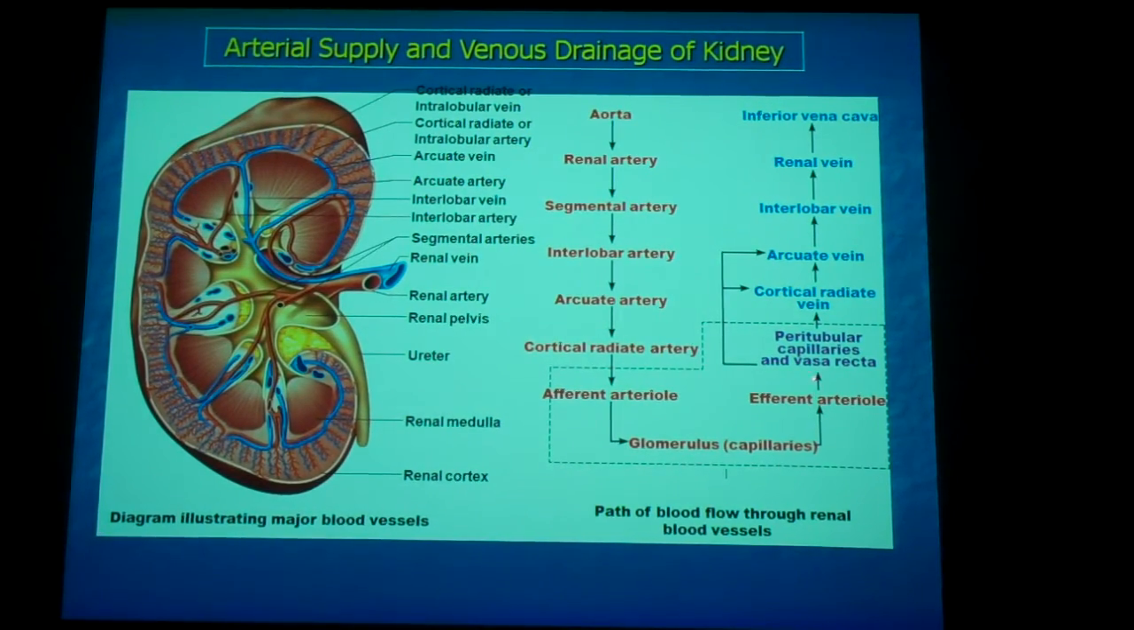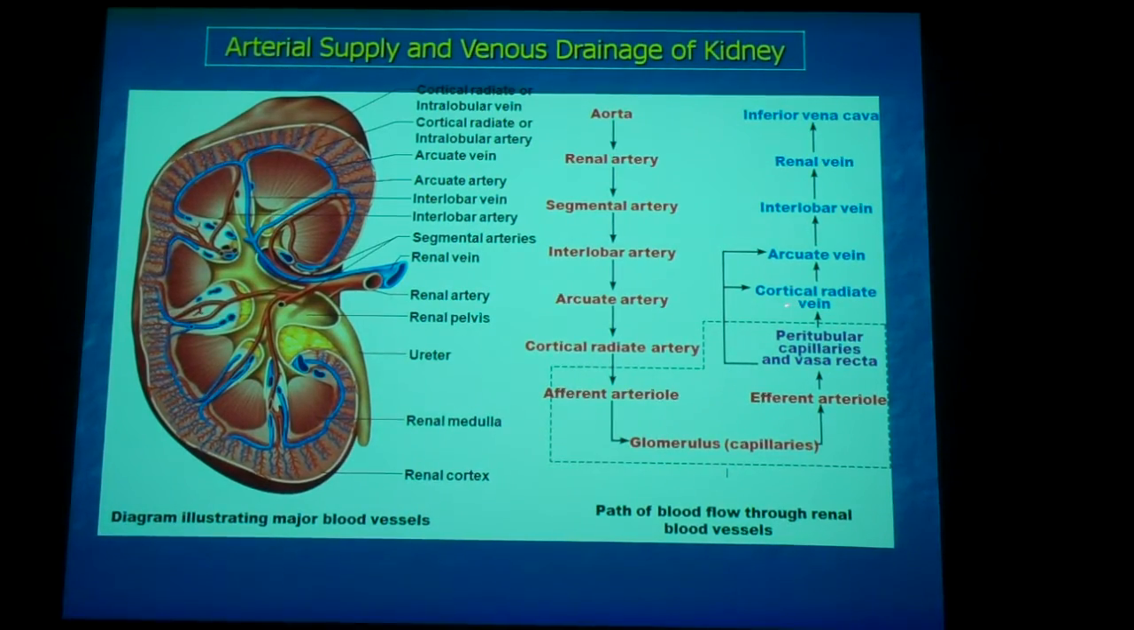And this arteriole then goes into capillary networks, either peritubular capillaries around the cortical nephrons, or vasa recta around juxtamedullary nephrons, loops of Henle. The long loops. All right, and so coming out of those capillaries now, we do have veins. So we have cortical radiate veins or interlobular veins.